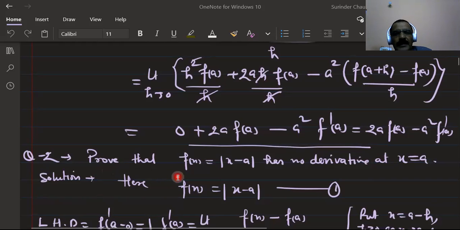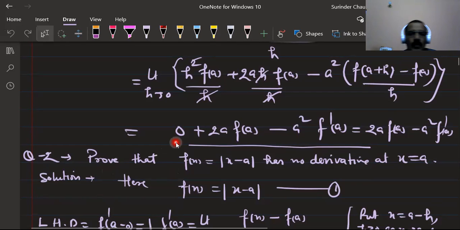Prove that f(x) = |x − a| has no derivative at x = a. Now this is a modulus function, so we have to discuss the left derivative at a and the right derivative at a.